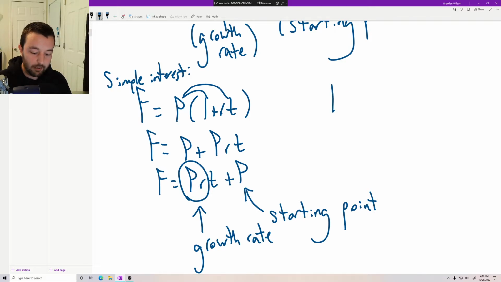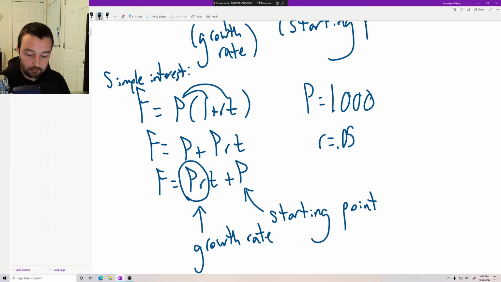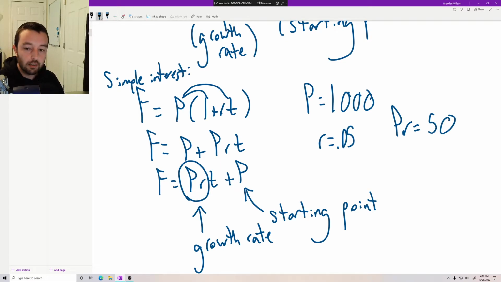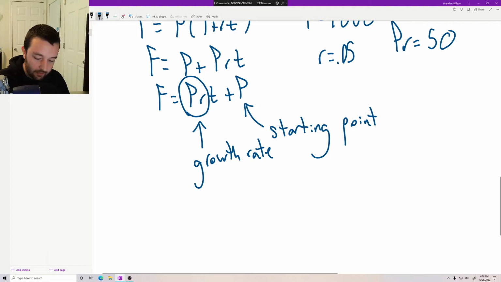So if we had, P was 1,000 and R was 5%, so 0.05, then P times R was 50. Okay. So that's how much the money was going up every month, right? It was going up by 50. So we would have F equals 50T plus 1,000.